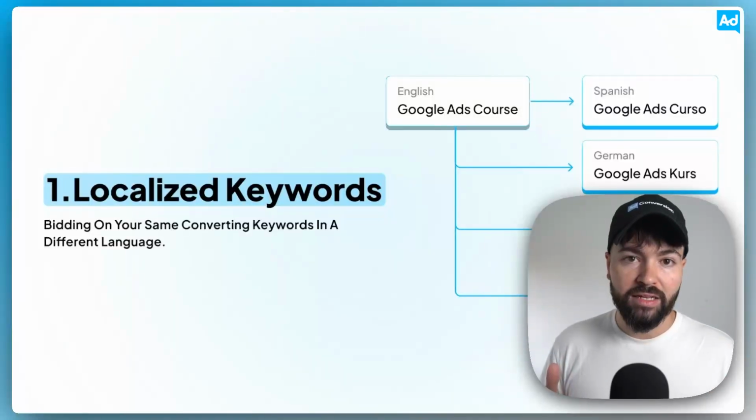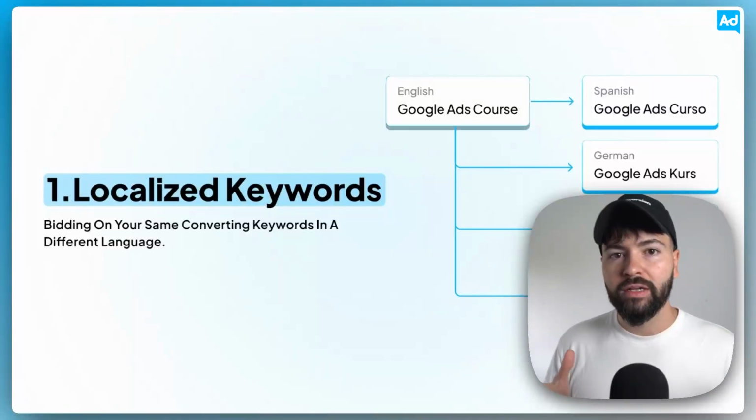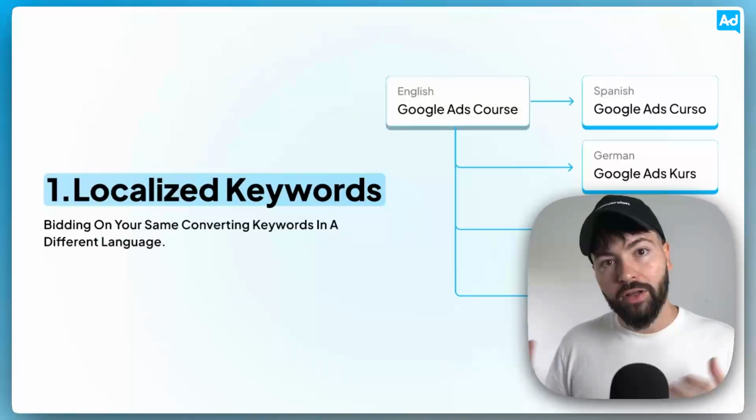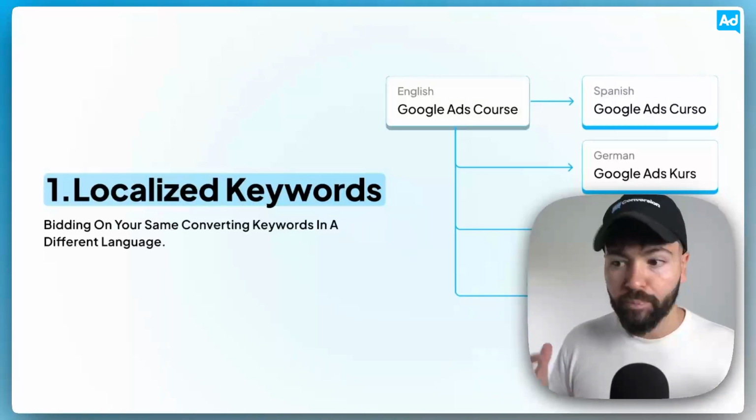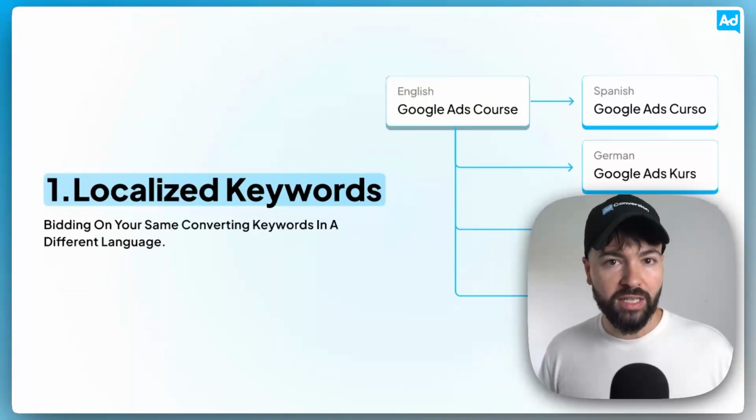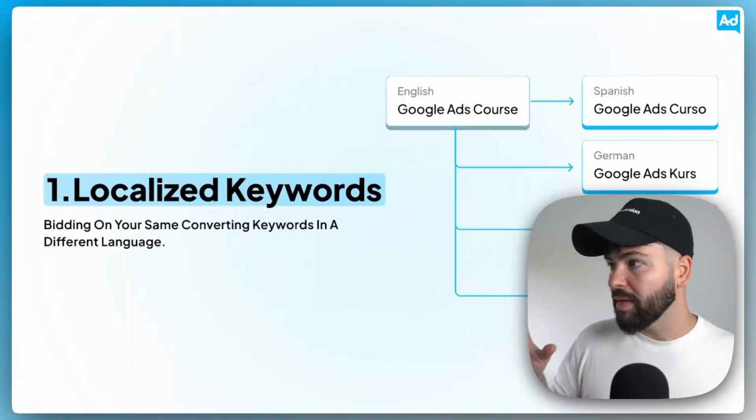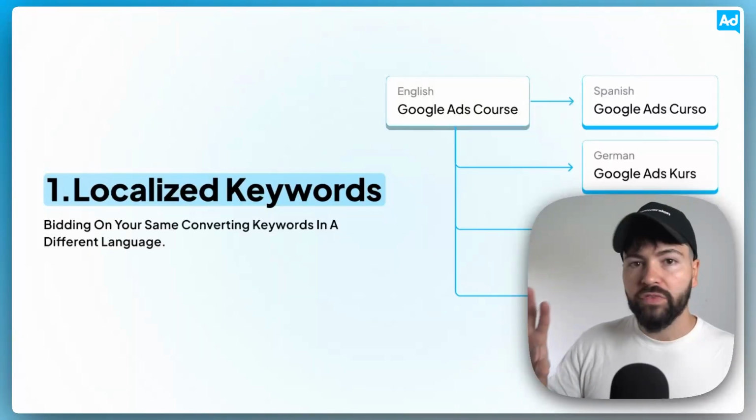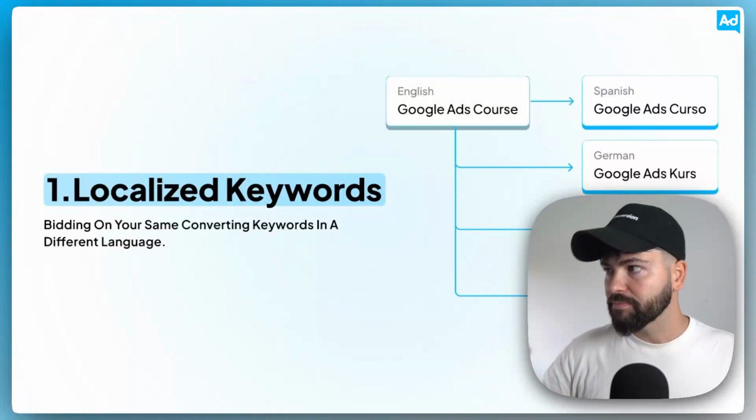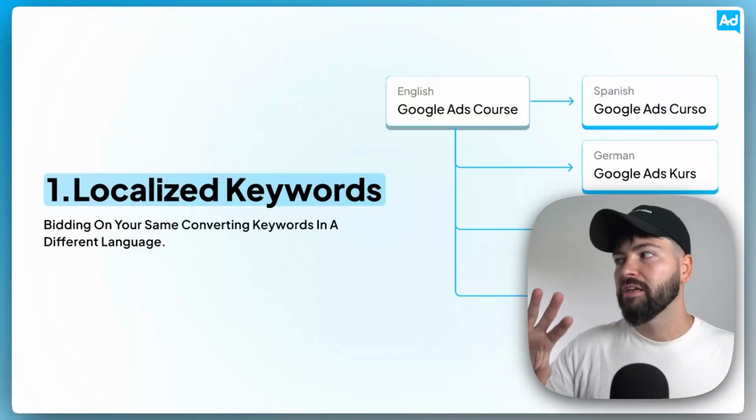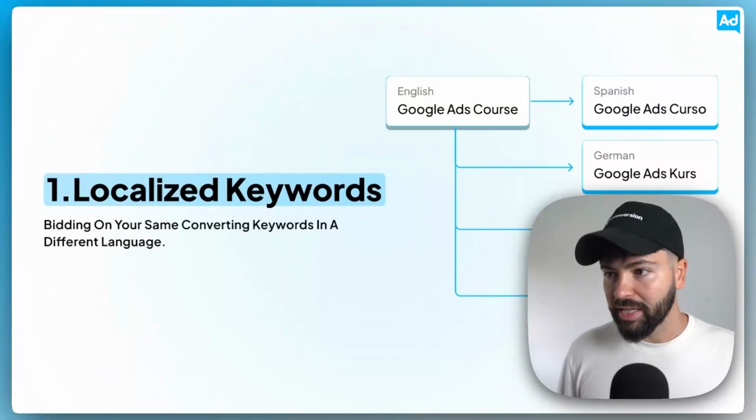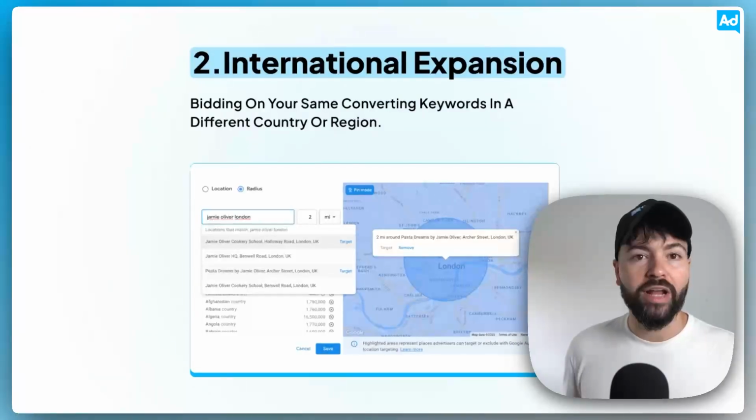On the downside though, because English is the most popular and more people search it, that also means when you go to these other languages, you're not going to have as much volume, but it's still enough to make sense. And you can do some research using the keyword planner to see for yourself. But basically, you're going to take that proven keyword that's working. So if we use my meta ads automation example, now I could do the same thing, but in Spanish, in German, in French, in Italian, etc. So localized keywords. The second one is international expansion.